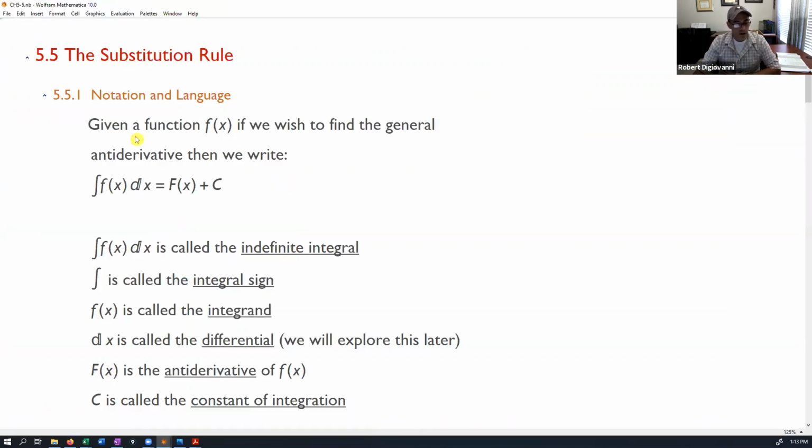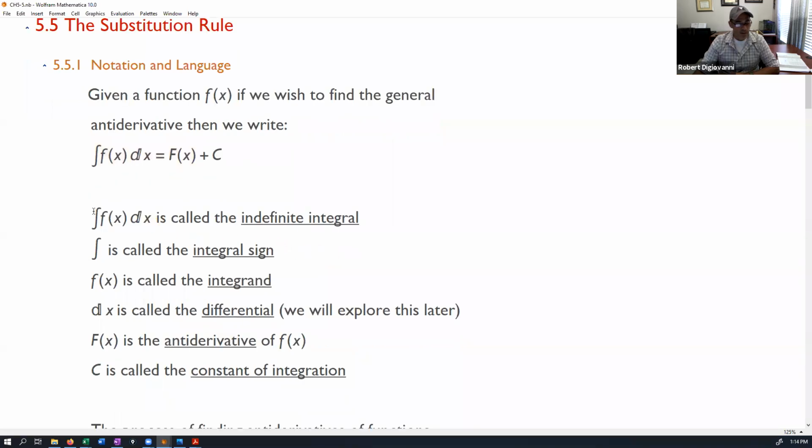Okay. So given a function little f of x, if we wish to find the general antiderivative, then we will write this symbol, f of x dx. And what that should be equal to is capital F of x, the antiderivative, plus some constant, right? This whole thing together, the whole symbol on the left-hand side of that equation, is called the indefinite integral. Everything that's underlined is a new word for you, okay?